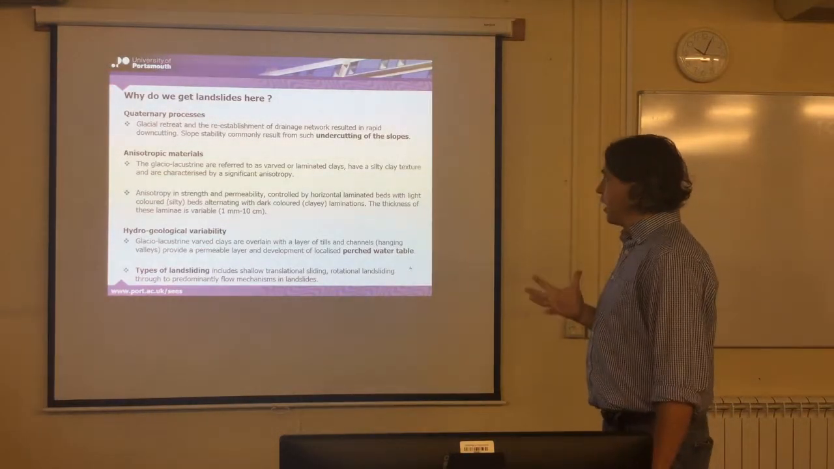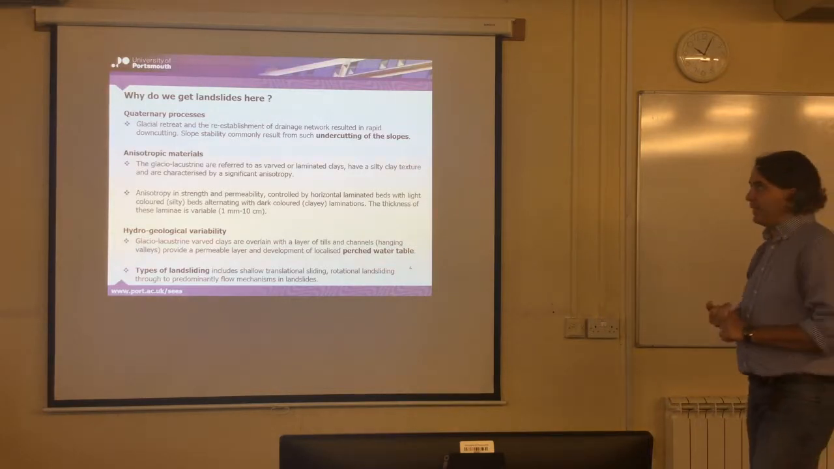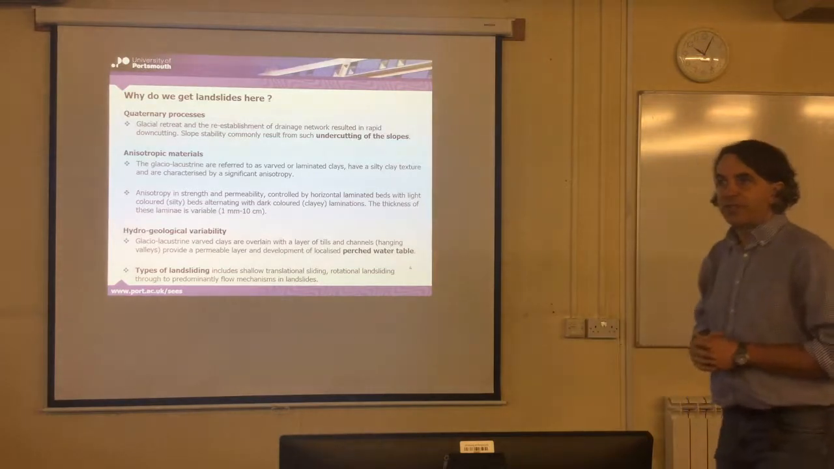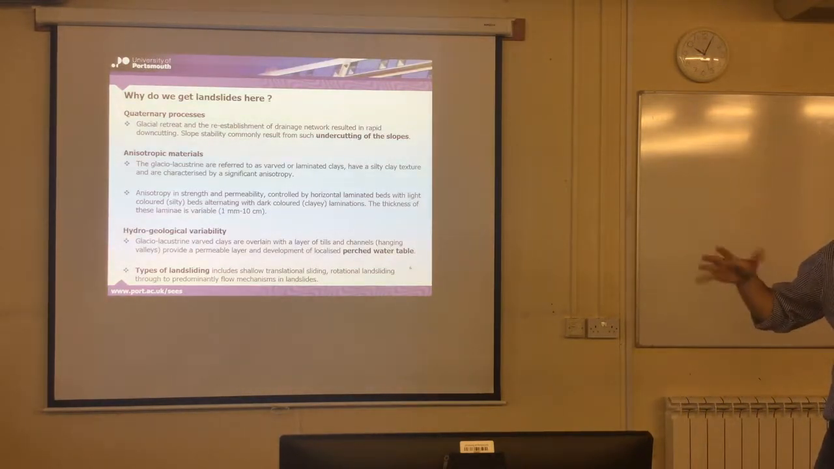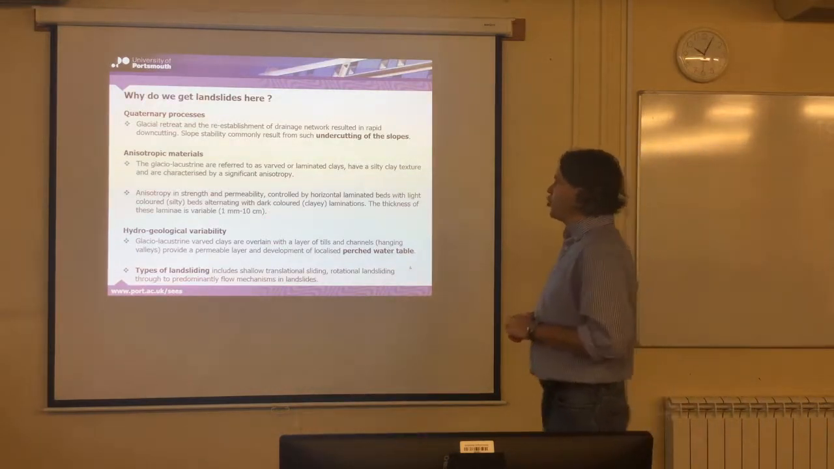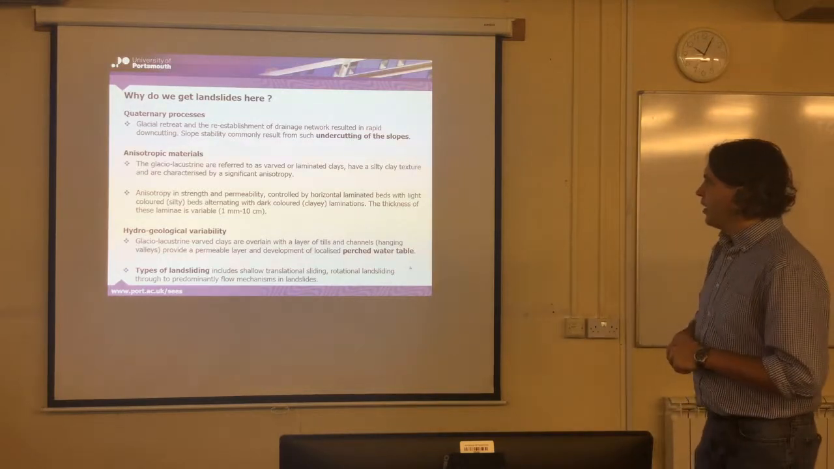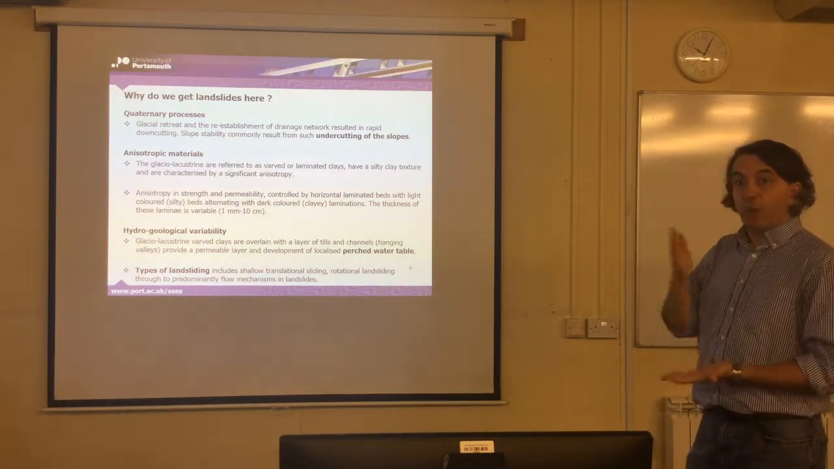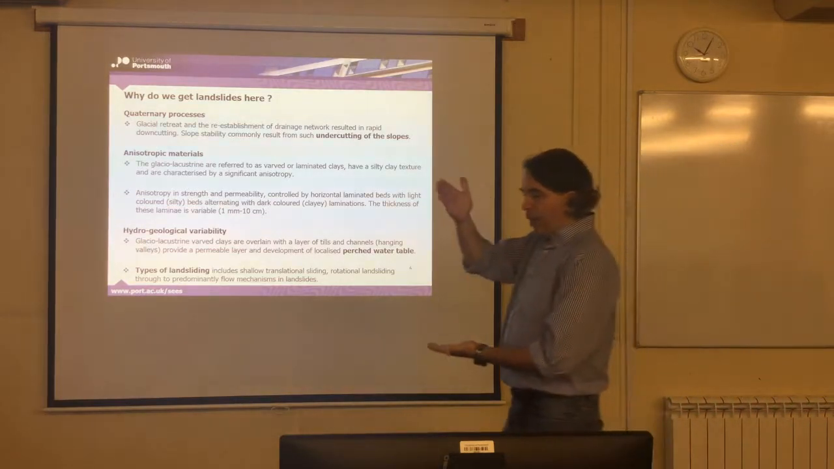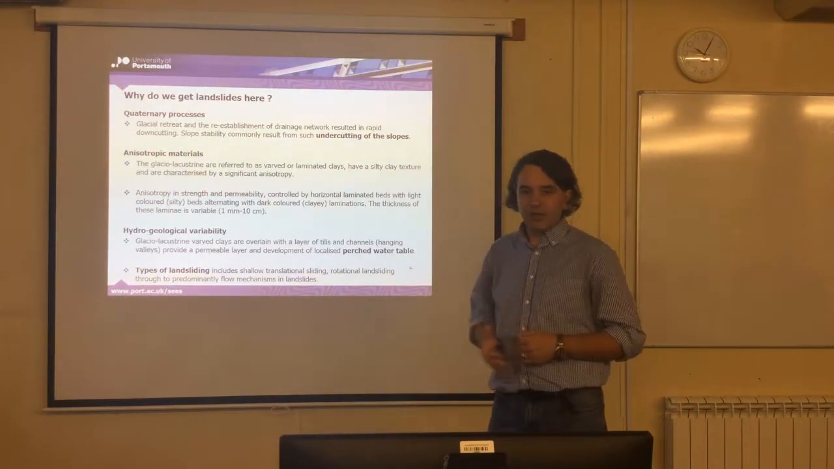So why do we get landslides here? The first reason is because of the downcut. The rapid downcutting of the rivers into those soft deposits means the sides become oversteepened and begin to move. What we term anisotropic materials. That means the varve clays are quite anisotropic. They're strong in one direction but weak in another. They're strong basically perpendicular to the varves but very weak along the varves. So they are quite anisotropic.